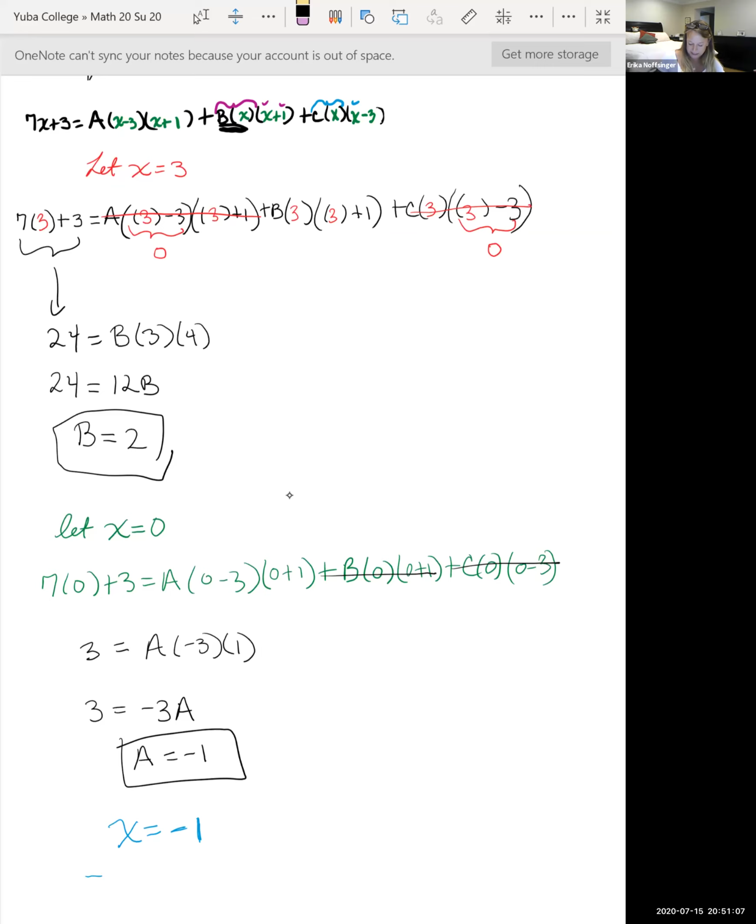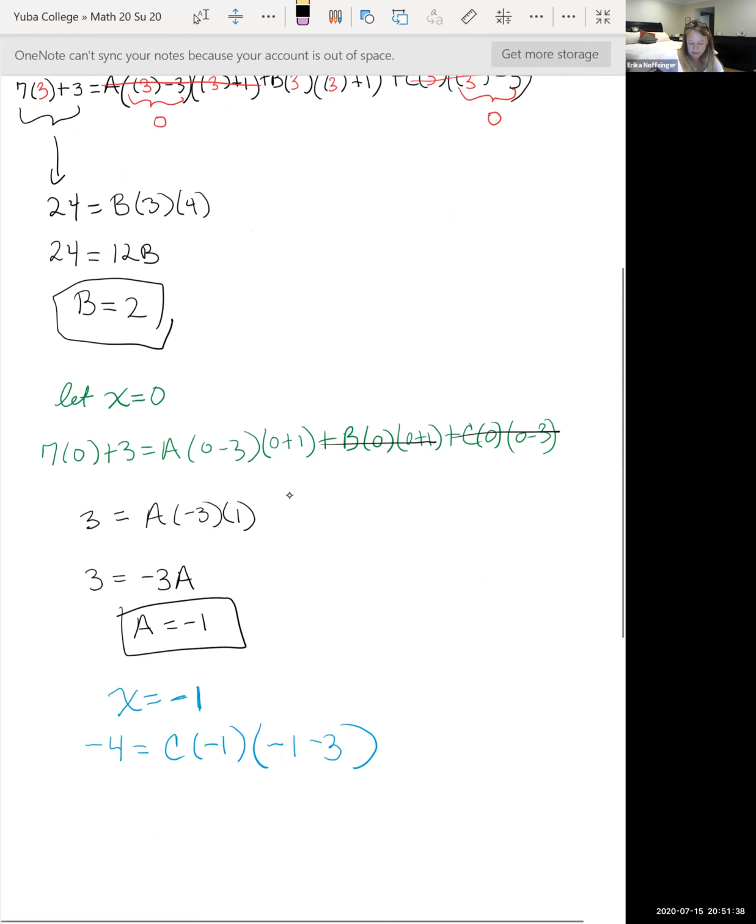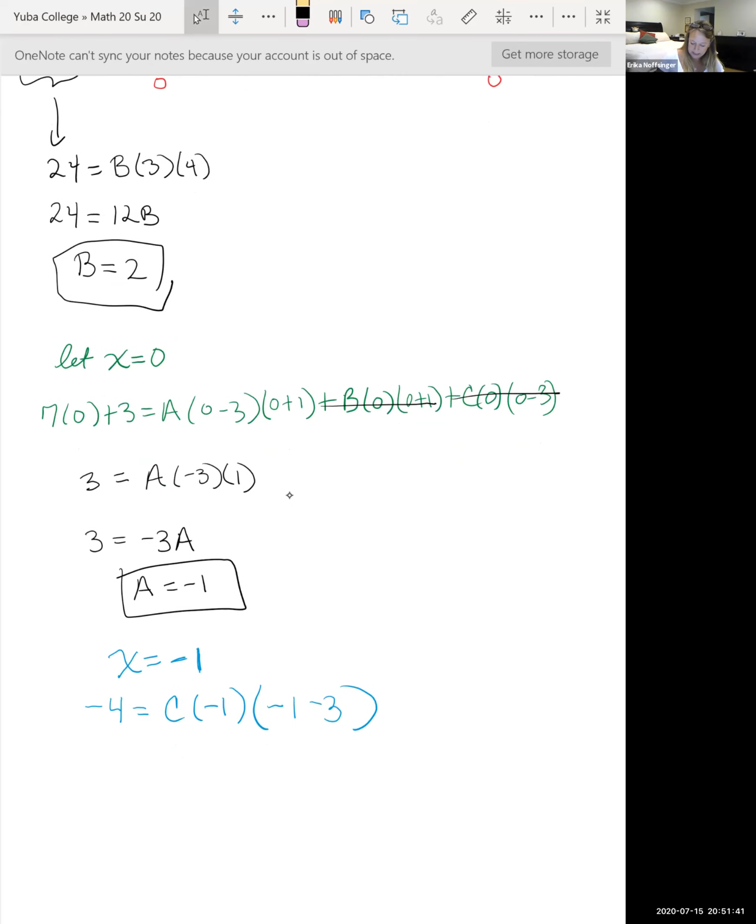Then our new equation is negative 4 equals, well, the negative 1, if I plug it in, that's going to get rid of this piece, because that makes that go to 0. Negative 1 is going to get rid of this piece with a b in it, because that makes this x plus 1 go to 0. And so really all we're left with is this c times x, which is negative 1, times, where you see x, replace it with negative 1 minus 3. So we get negative 4 equals c times negative 4.